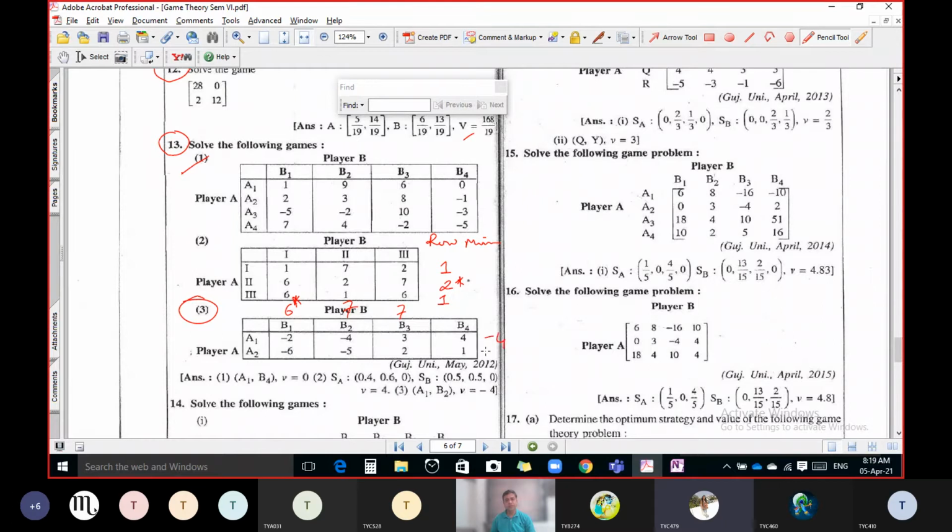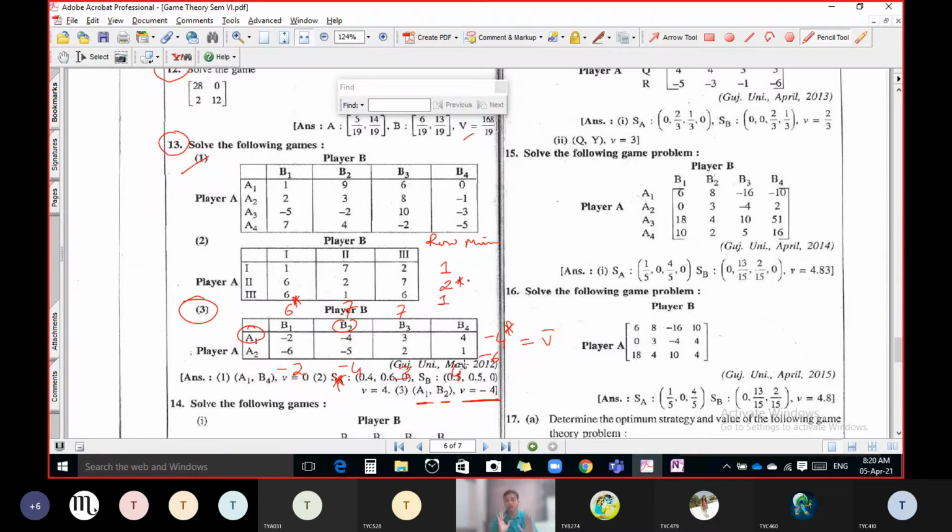-4. Second row, -6. Highest -4. Correct. Column, maximum. -2. Maximum. -4. Then 3. 4. Minimum. -4. And see, this is upper value, this is lower value, and upper value and lower value are same. So we can say that for player A, A1 is best one, and for player B, B2 is best one. For player A, A1, for player B, B2, and both the values are same. That is why that is the value of game.